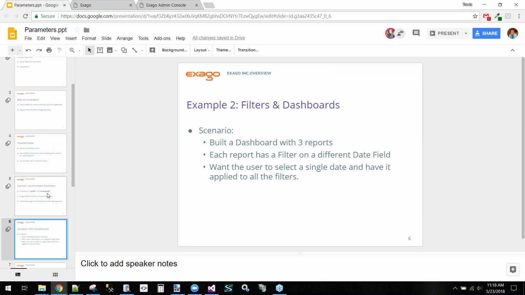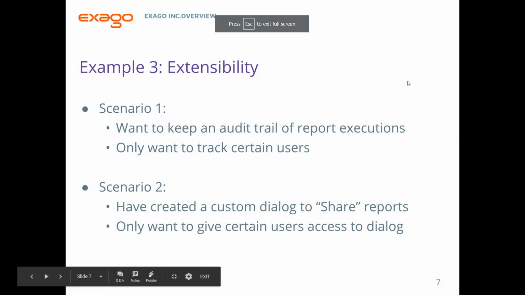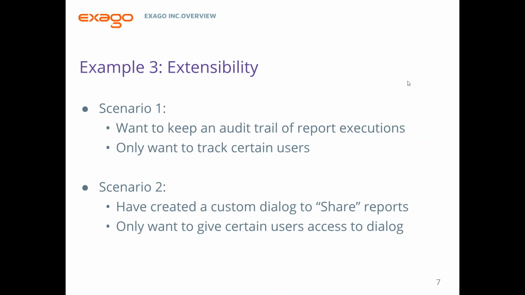Great. So I'm going to move over to example 3 here. The last example is going to be on how parameters can be used by extensibility. This is one very common way of using parameters. And we're going to have two sort of mini examples in here. The first one is you want to keep an audit trail of report executions, but you only want to track certain users. Our use case in-house here is that I run a lot of reports in our system. So we don't want to keep an audit trail of our internal folks, but maybe I want to keep track of my colleague Emma. If she's running reports, I want to know which reports are being run, right? So we'll show how that can be done.